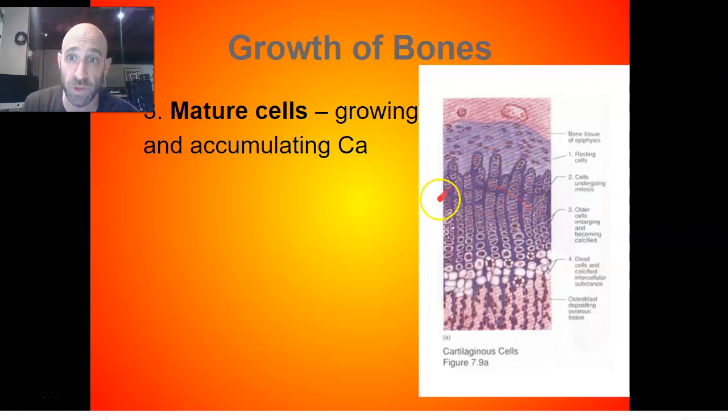Then we have our zone of proliferation, which is right here. And that is when these cells are just doubling up, and that is lengthening that part of the bone. And then finally, in the third phase, we have what's called the zone of maturation, and this is where these cells are expanding outwards, they're dying, and what they're leaving behind are these empty rooms, essentially.